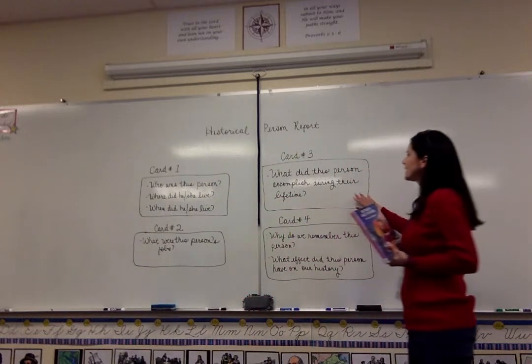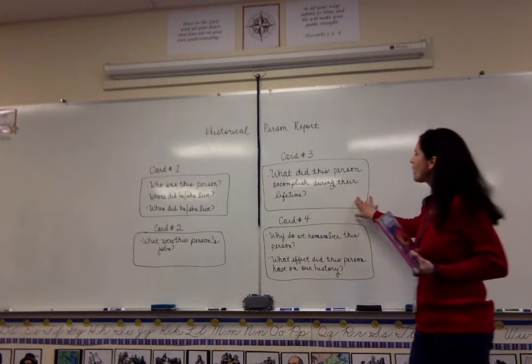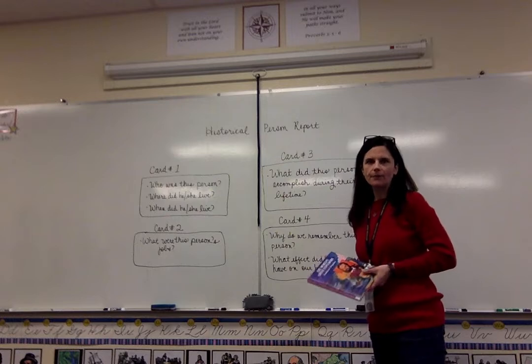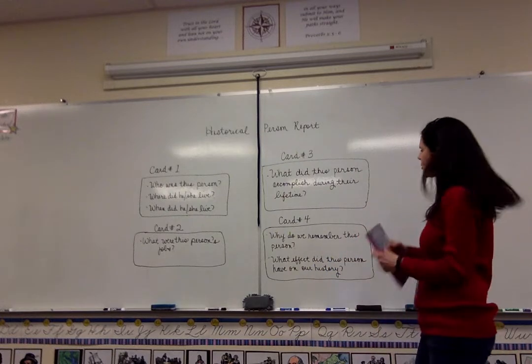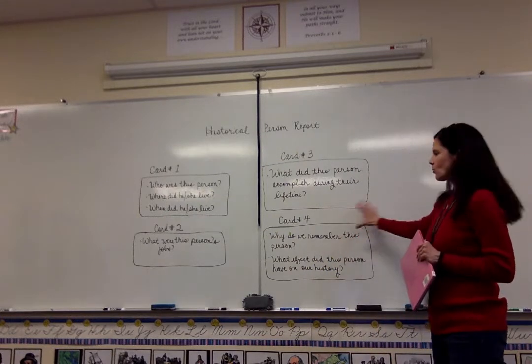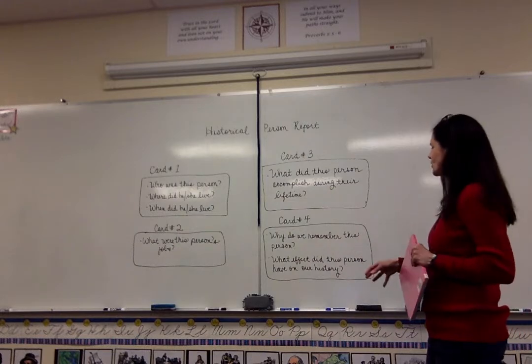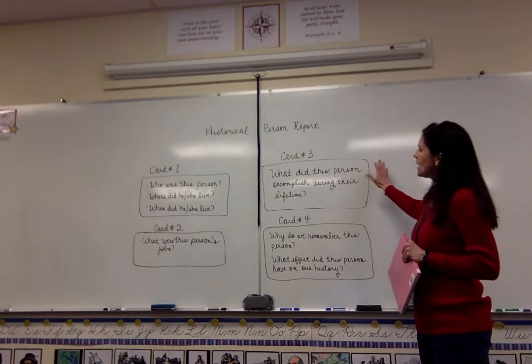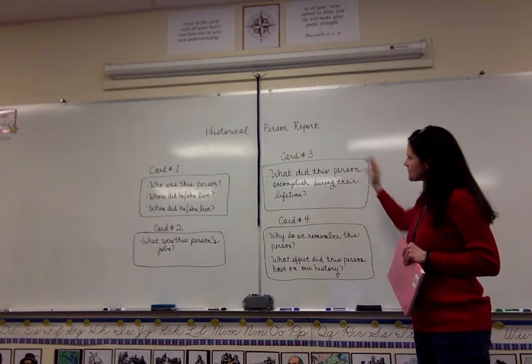Card number 3, what did this person accomplish during their lifetime? And card number 4 is very similar. Why do we remember this person, and what effect did this person have on our history? So those are very similar, but yet let's pick it apart here.